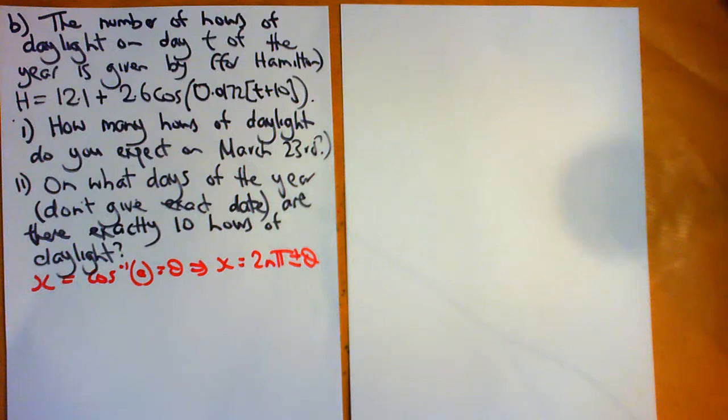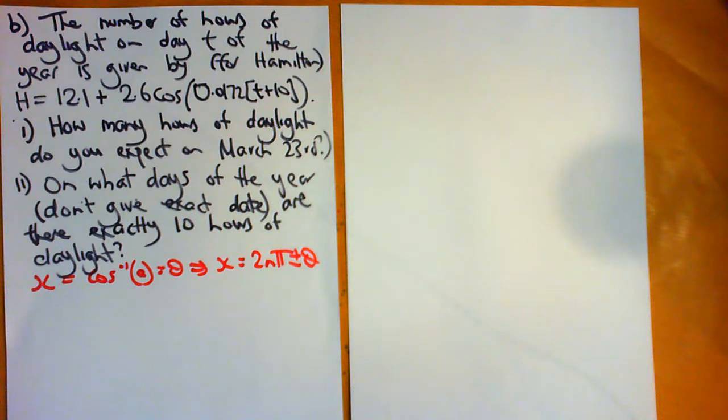So the number of hours of daylight on day t of the year for Hamilton is given by h equals 12.1 plus 2.6 times the cosine of 0.0172 times t plus 10. First thing we'll need to work out is how many hours of daylight you expect there to be on March 23rd. The second thing to work out is on which days of the year there are exactly 10 hours of daylight. For that question, we're not going to figure out an exact date, we're just going to give an answer along the lines of, say, the 112th day of the year as our example.